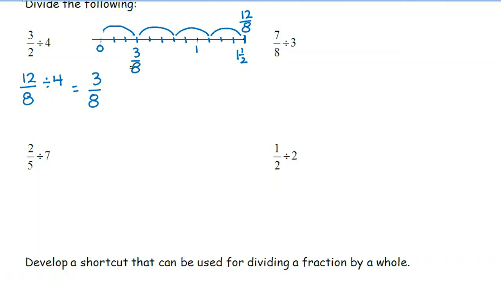So, take an opportunity now and try to divide the 3 remaining questions, and we'll take a look at them next day in class.